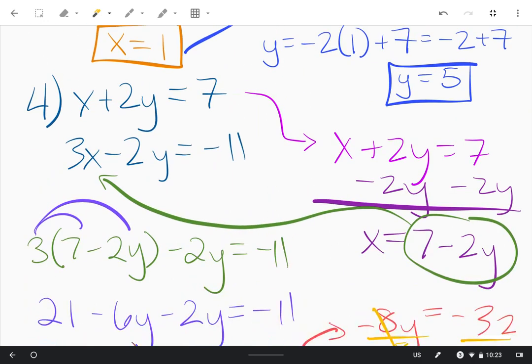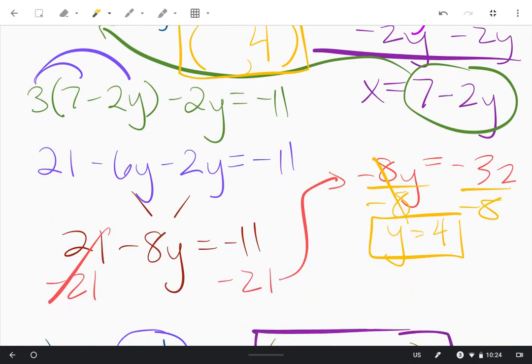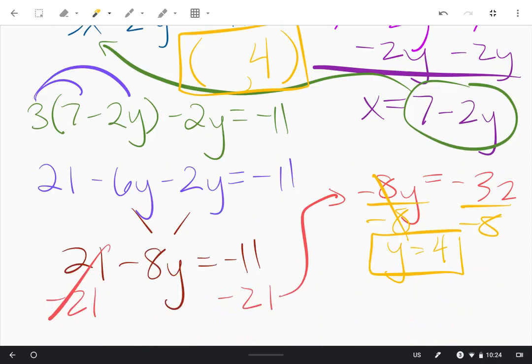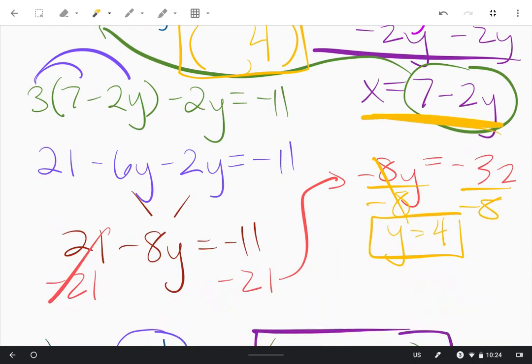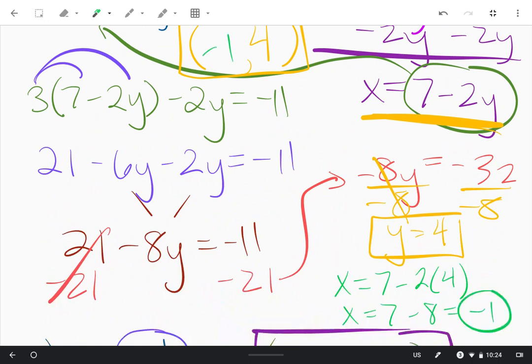Hop back up here, so I'll put my answer here. So y equals 4. And then we need to take that and put it back into this equation right here. So we're going to put it into x equals 7 minus 2 times 4. x equals 7 minus 8. So x equals negative 1. And there's our answer right there.